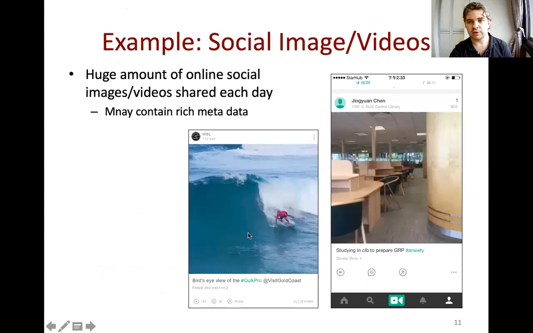Going further, you can also see that there are some social images and videos, and inside there you can see that these online videos, the visual data, are unstructured, and some information such as likes and hashtags is structured data.